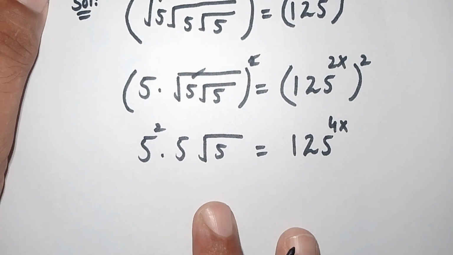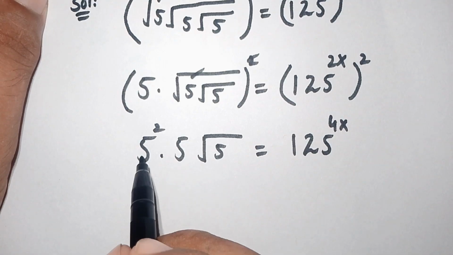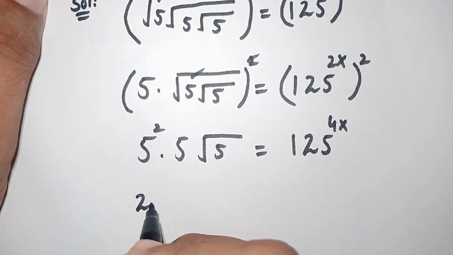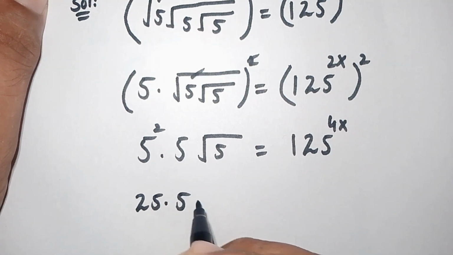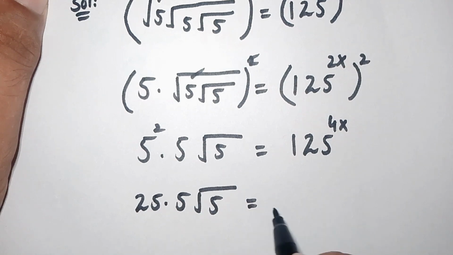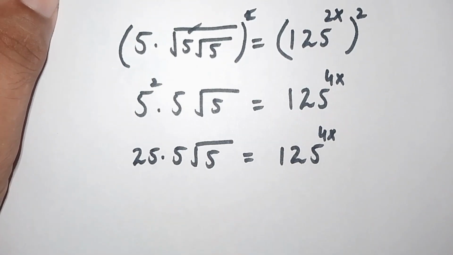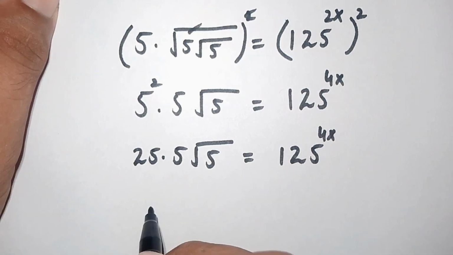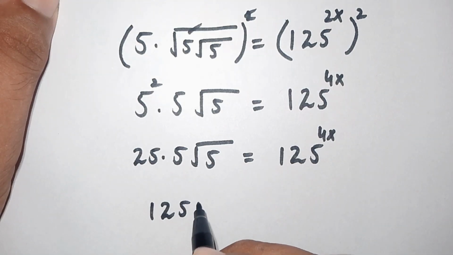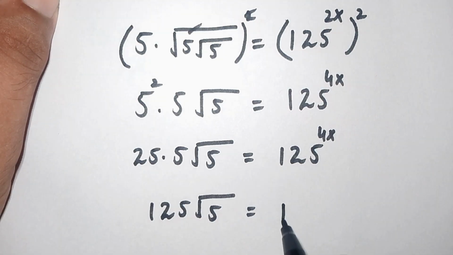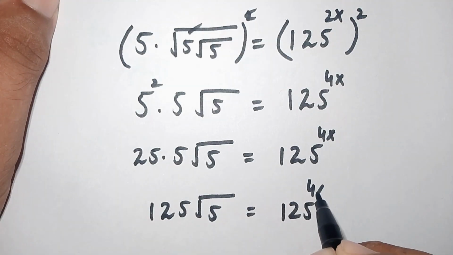Now in the next step, 5 square is equal to 25 times this 5 and square root of 5 is equal to 125 to the power of 4x. Now in the next step, 25 times 5 is equal to 125 times square root of 5 is equal to 125 to the power of 4x.